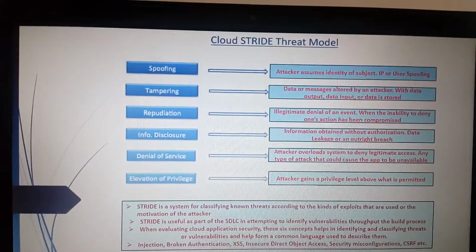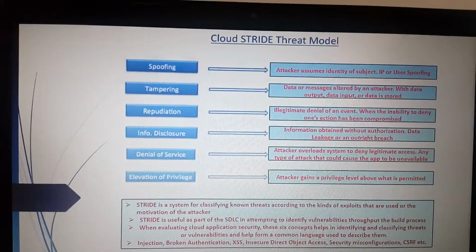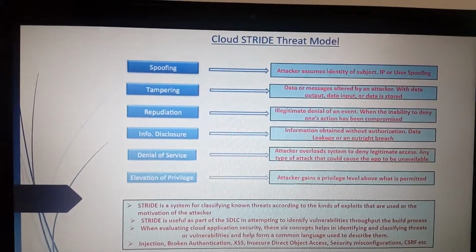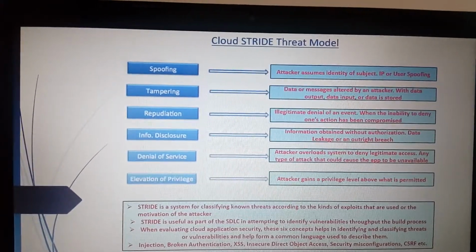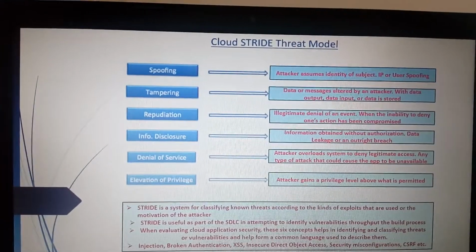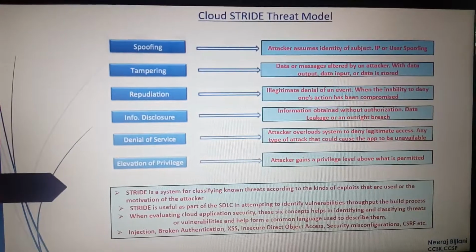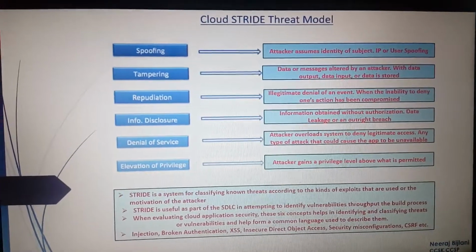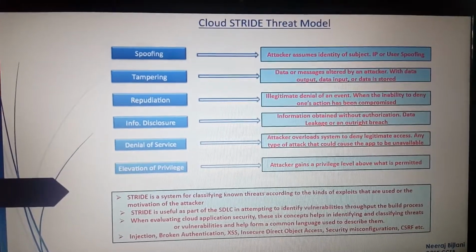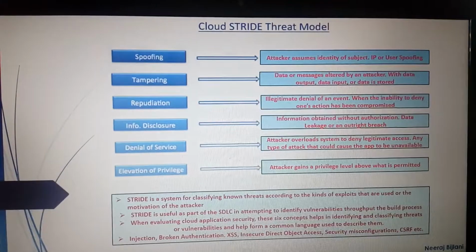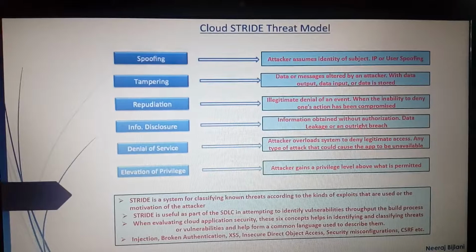Next is tampering, where data or messages are altered by an attacker. For applications where data is in transit, data or messages can be altered by an attacker while in transit. And as we are aware, most of the risk is associated with data in transit, right? So with data output, data input, or data stored, there should not be any tampering of data by an attacker. So this is the second type of threat in the STRIDE model.